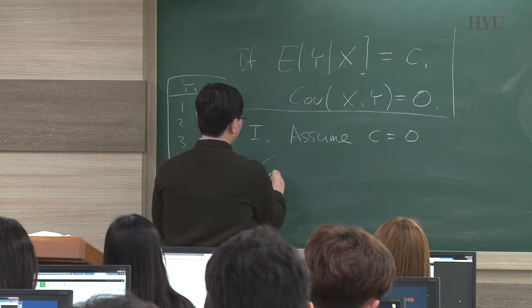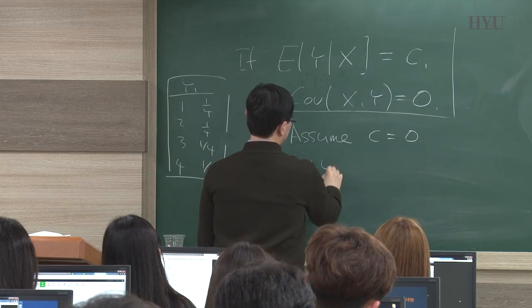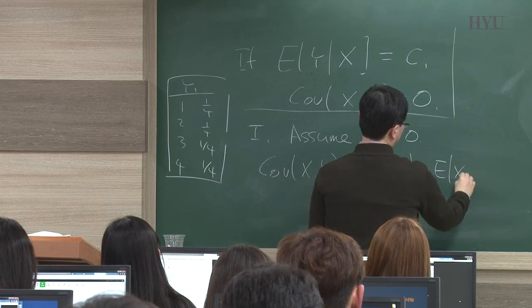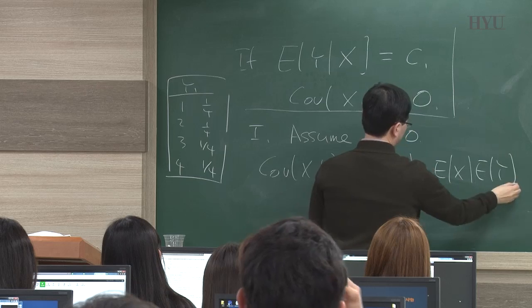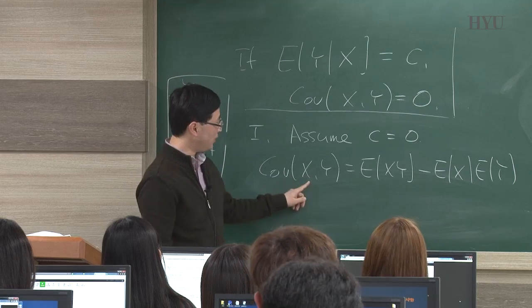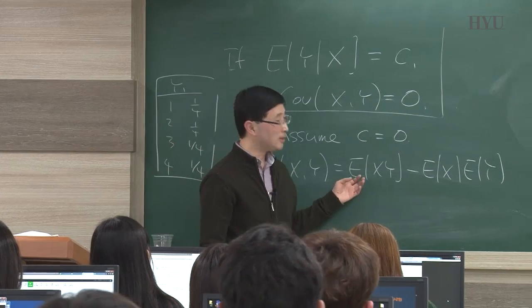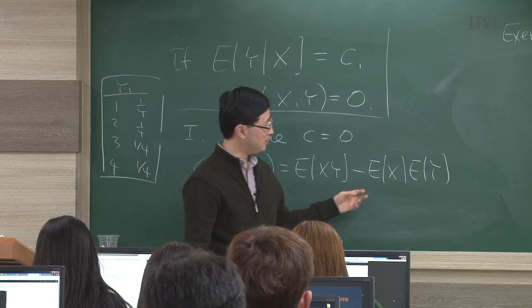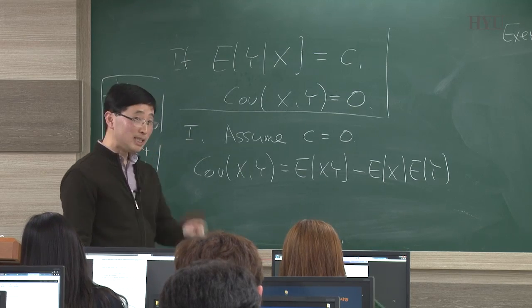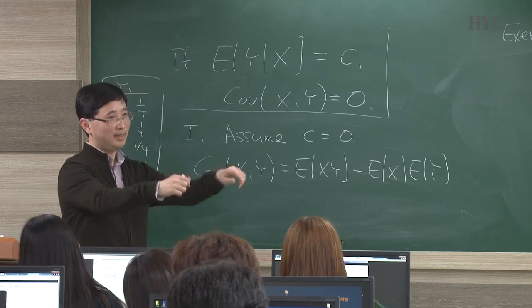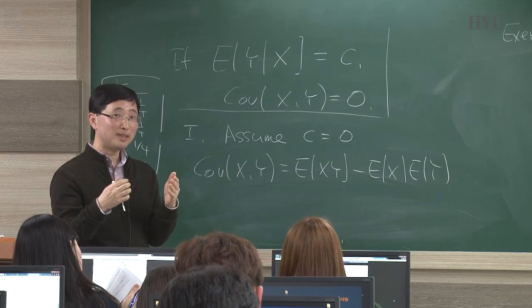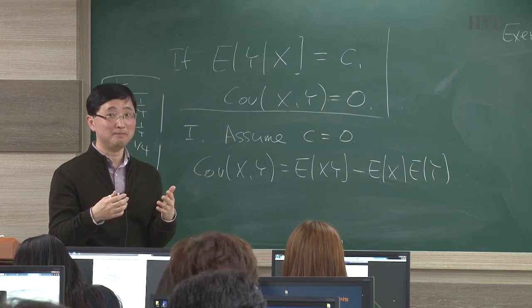Now, do you remember that the covariance... do you remember this? So, to show that the covariance is equal to 0, we have to know what is the expected value of x times y, and what is the expected value of x, and what is the expected value of y. Then we are done, right? Now, as I said yesterday, the expected value of x plus y is quite easy to find out. But the expected value of x times y is much harder, right?